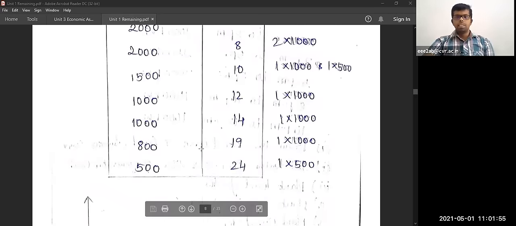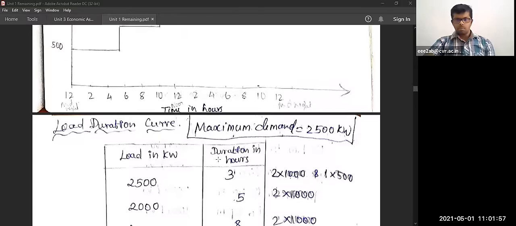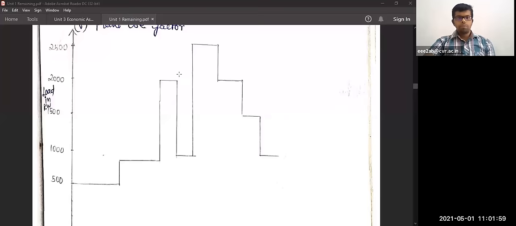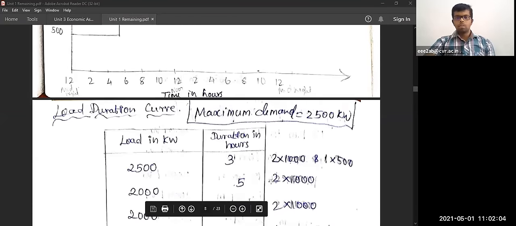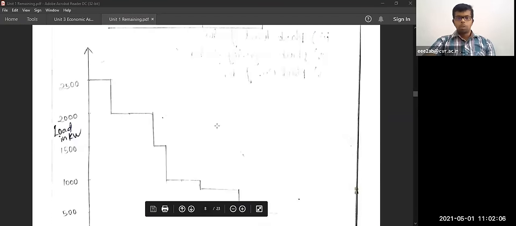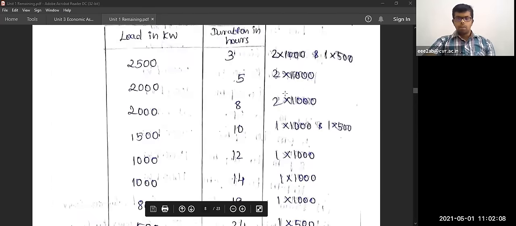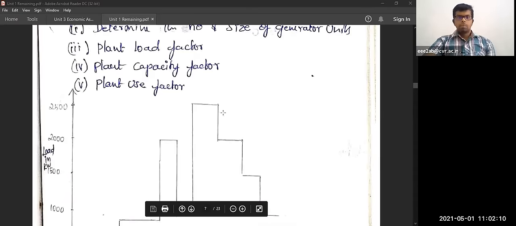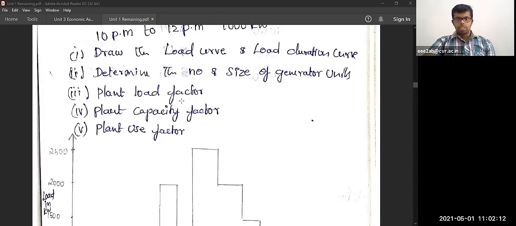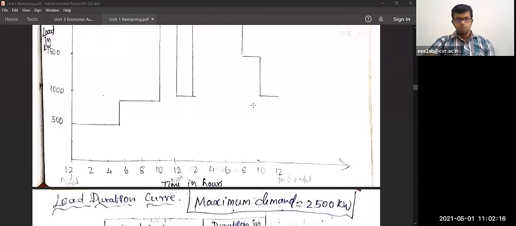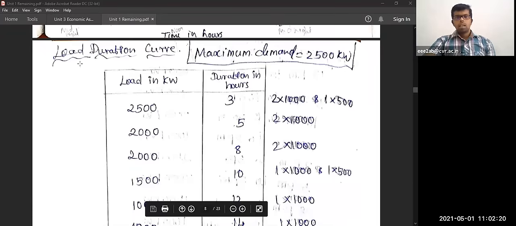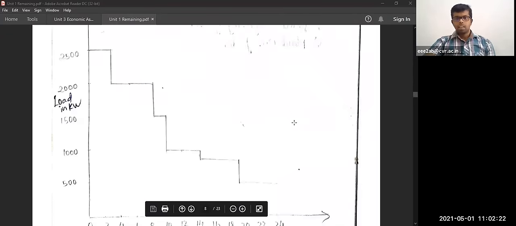After this, very, very easy. I think hardly 5 minutes is more than enough for drawing this whole load curve as well as the load duration curve. So up to this, 5 marks. Sometimes they will ask a 5 mark question to draw the load curve and load duration curve. Very, very simple. You have to draw this thing now, and you can easily draw the load duration curve also.